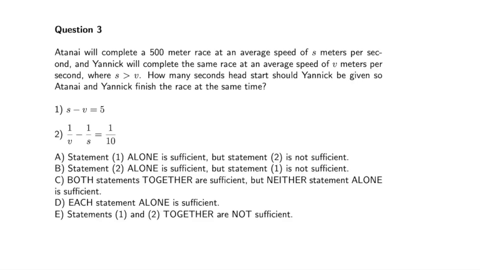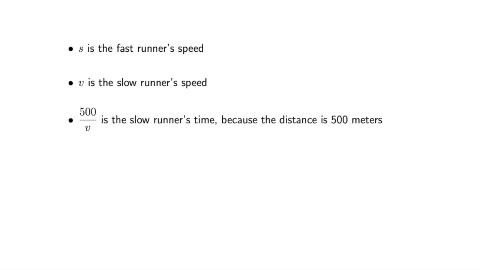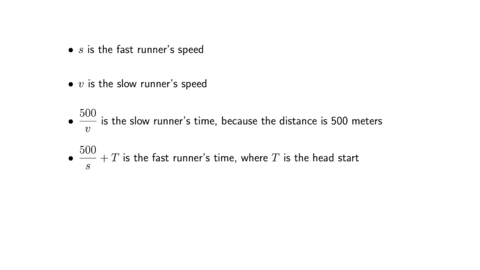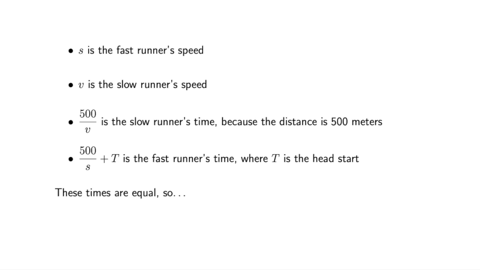So in this question, we have a fast runner and a slow runner, and S is the speed of the fast runner, V is the speed of the slow runner. And the slow runner will take 500 over V seconds to finish the race because the distance is 500 meters. The fast runner will take 500 over S seconds to finish the race, plus the duration of the head start. So if we call that time t, the fast runner is just sitting around at the starting line for t seconds before he starts running. And we know those two times are equal. What we're interested in finding is t, the length of the head start.